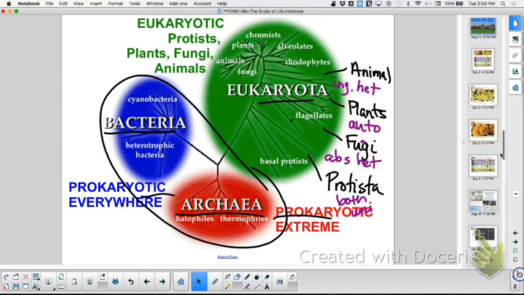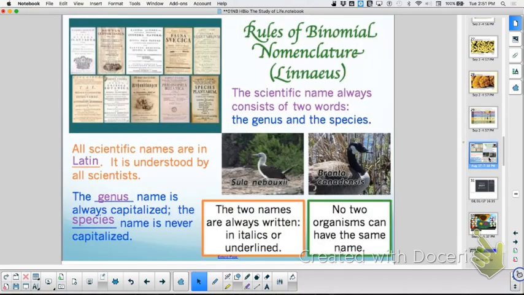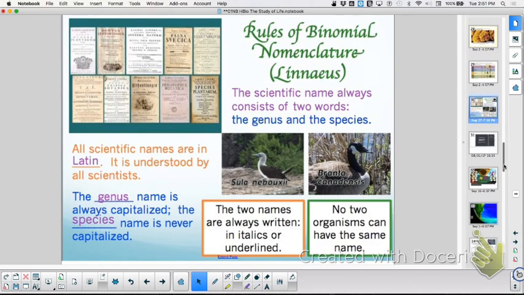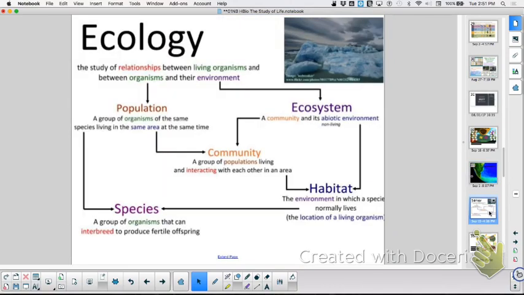Okay, and we looked at the different kingdoms. We said binomial nomenclature, you use the genus species name in italics. This part was reviewed. The biosphere is where all life exists: water, air, land. We reviewed the words ecology, population, community. That should be familiar to you.